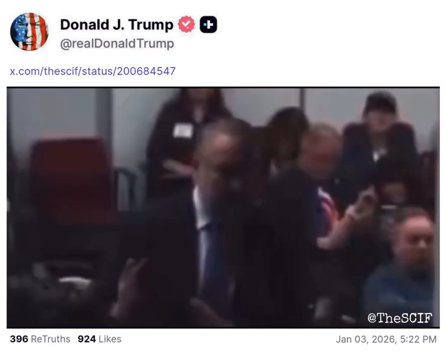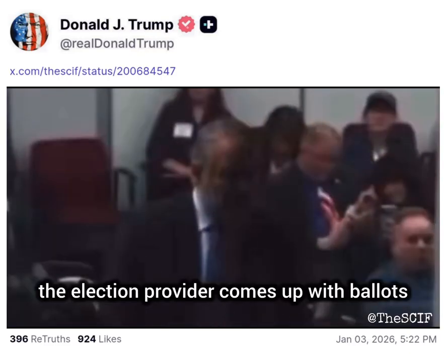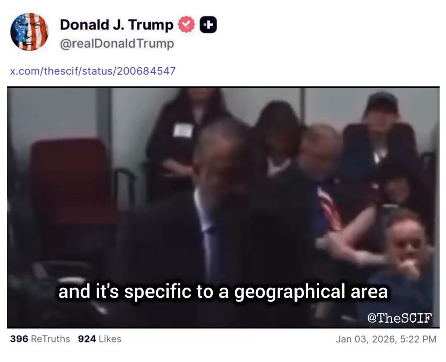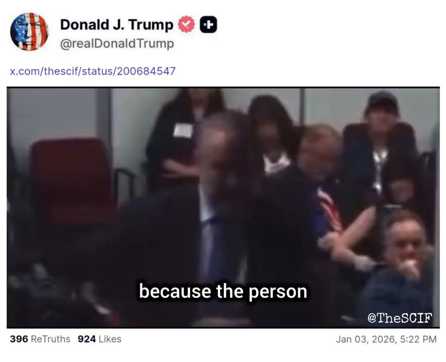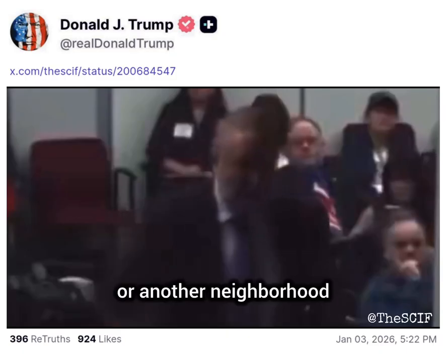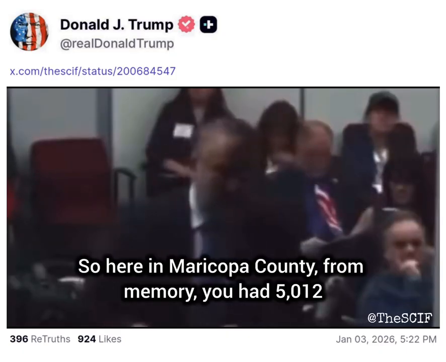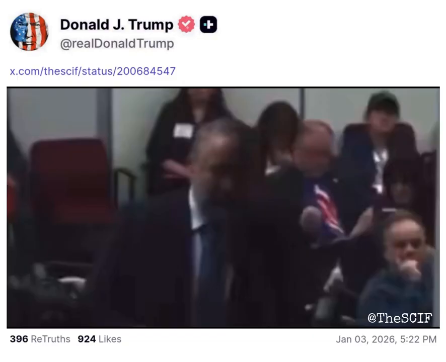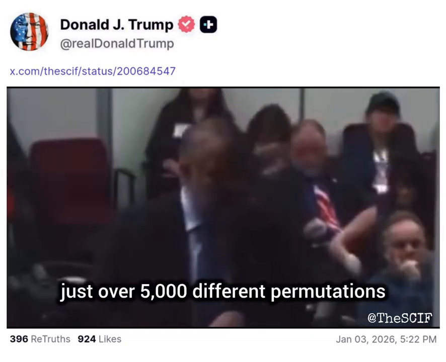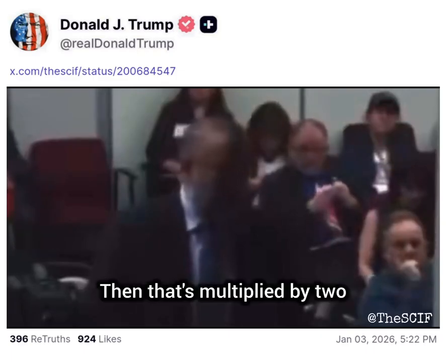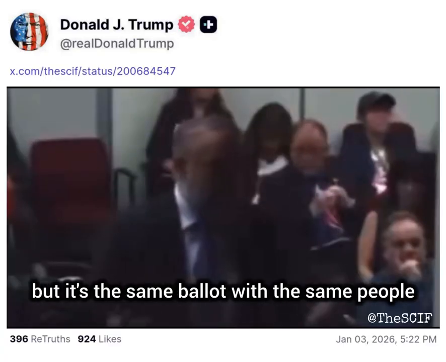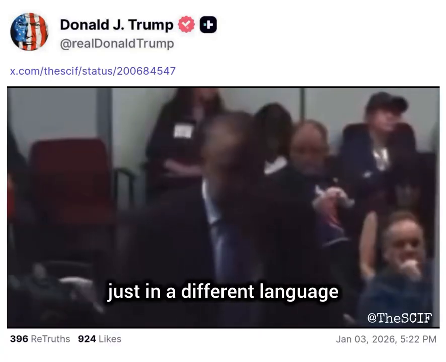So in other words, the election provider comes up with ballots, and it's specific to a geographical area, because the person that lives in this neighborhood might not be voting for the same people that live in another neighborhood. So here in Maricopa County, from memory, you had 5,012 or something like that, just over 5,000 different permutations and combinations to the ballots. Then that's multiplied by 2 because there's a Spanish version available for each one of these ballots. But it's the same ballot with the same people, just in a different language.